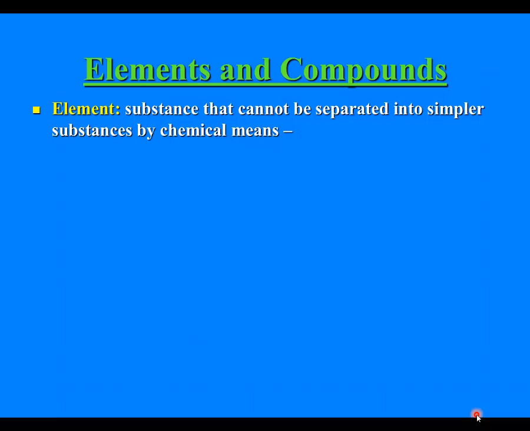So first of all, if I want to study matter, I have to understand that the simplest forms of matter are going to be elements. These are substances that cannot be separated into any other simpler substances by chemical means. I can combine multiple elements together to form more complex substances, and we could separate those by chemical means back into their elements. But once I have an element, I can't use a chemical reaction to make it anything simpler.